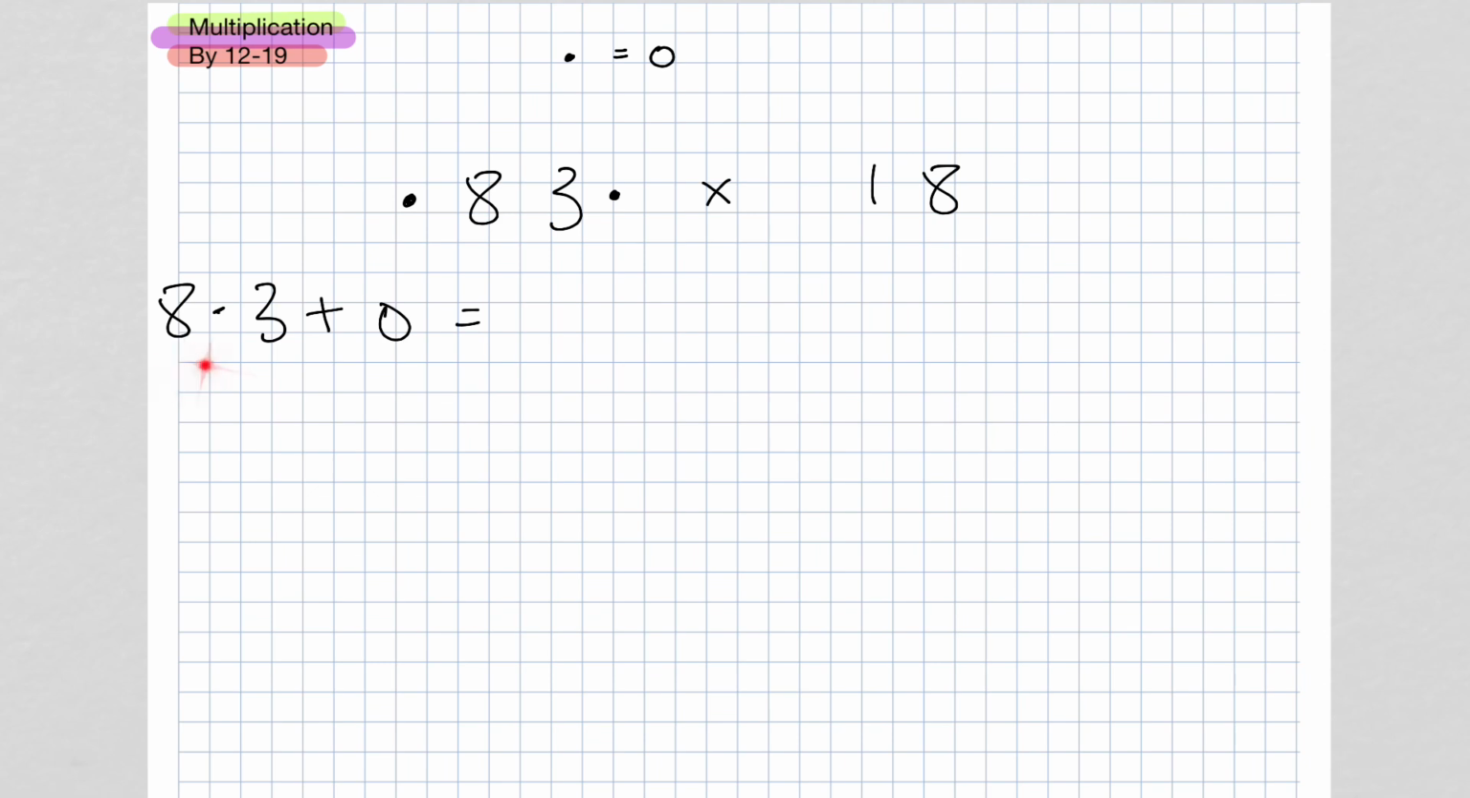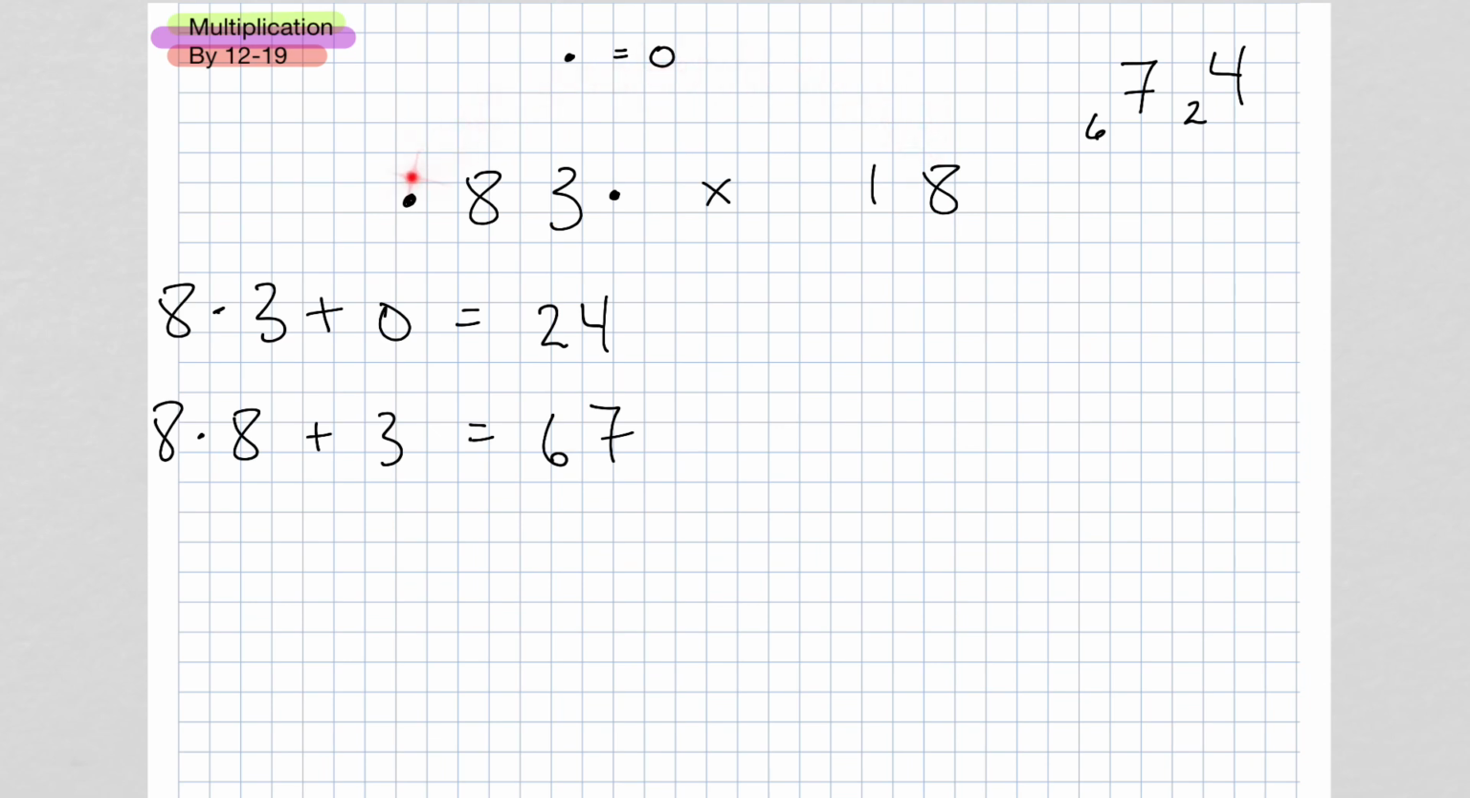Okay, 8 times 3 gives us 24. 24 and 0 is 24. Bringing our answer up here, we're going to write a big 4, carry a 2. Next, 8 times 8 plus the previous number. So 8 times 8 plus 3. 8 times 8 gives us 64. 64 and 3 give us 67. So bringing that up here, we have a big 7, carry a 6.